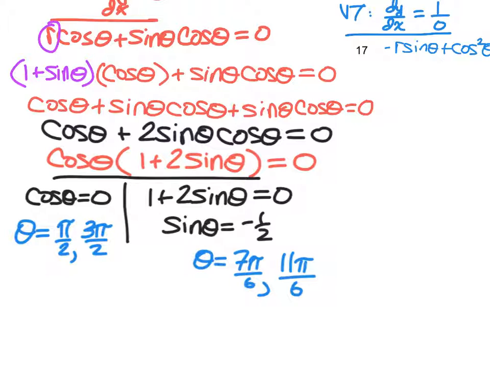All right. So out of all of this mess, we should have the theta values that give us the horizontal tangent. I know they can't all be right, though.